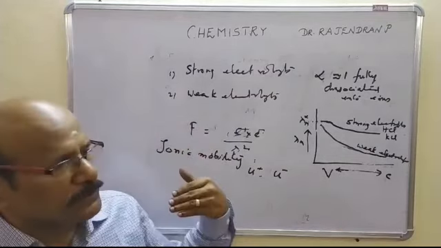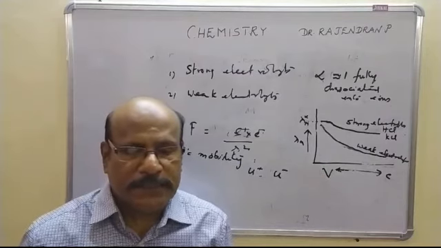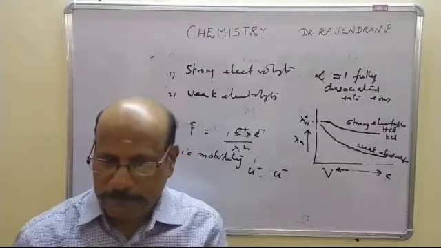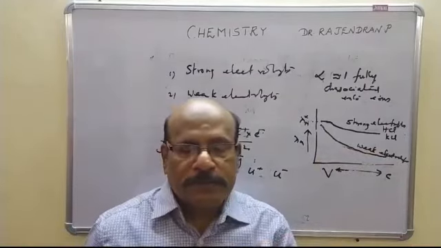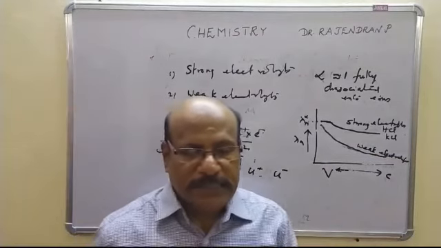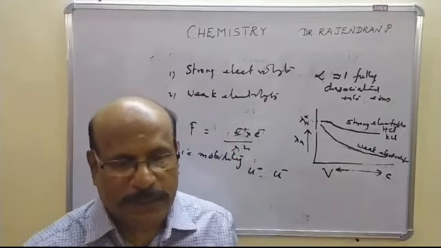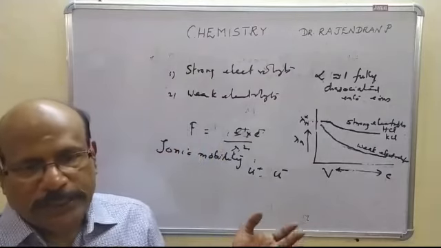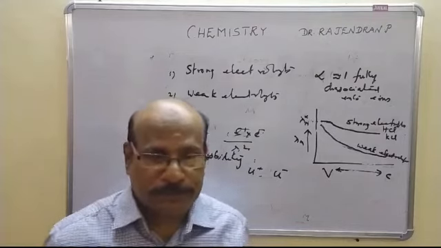So now we are going to modify this. The Arrhenius assumption that the speed of the ion does not vary with the concentration of the electrolyte is wrong. The speed of the ion changes with the change in concentration of the electrolyte, or with the increase of dilution. The electrostatic force of attraction diminishes, so the speed of the ion increases with dilution.